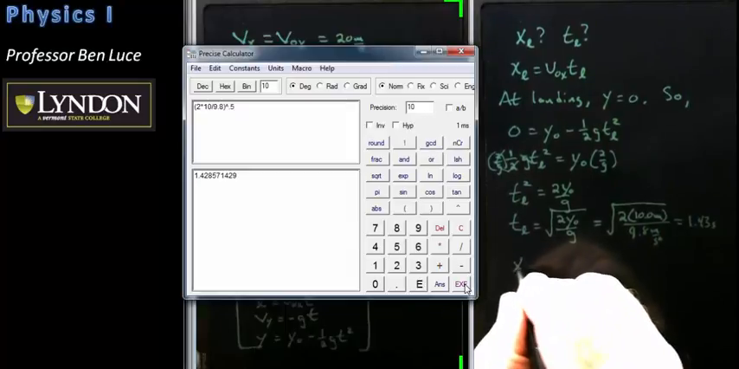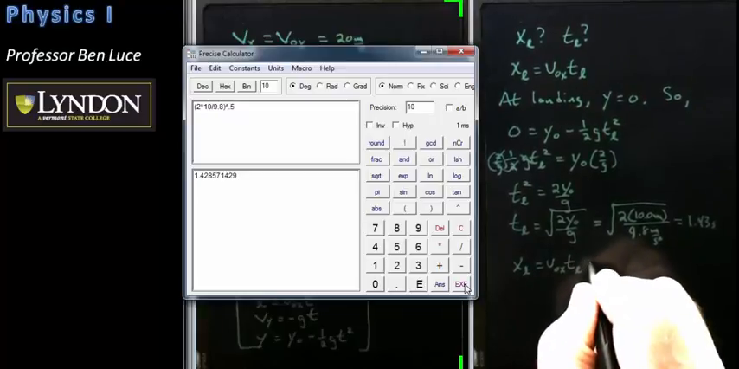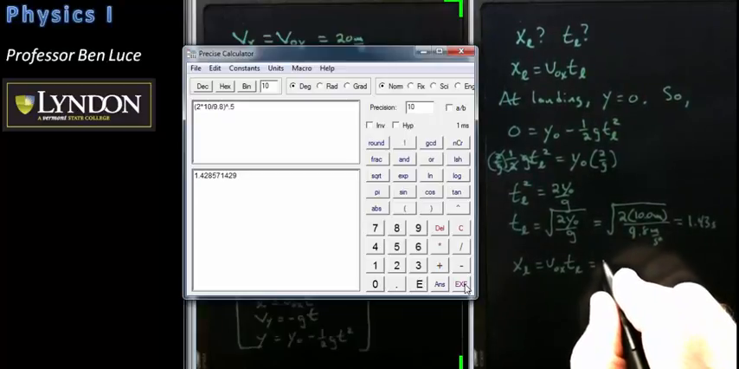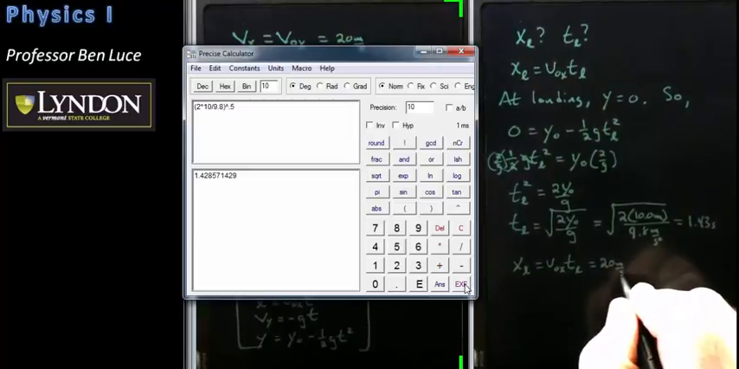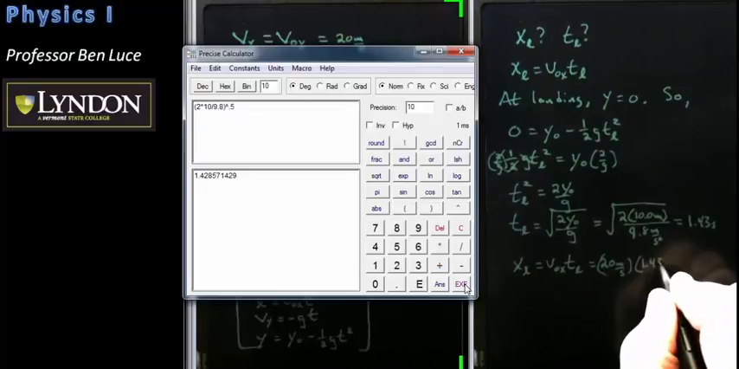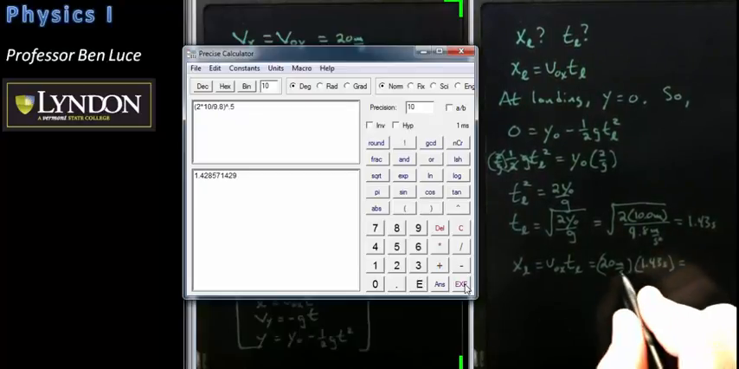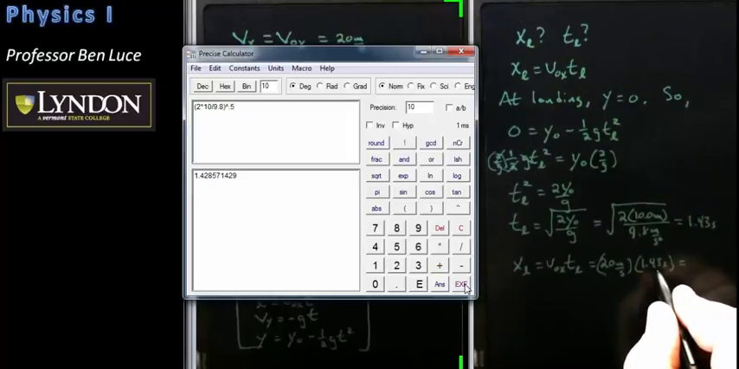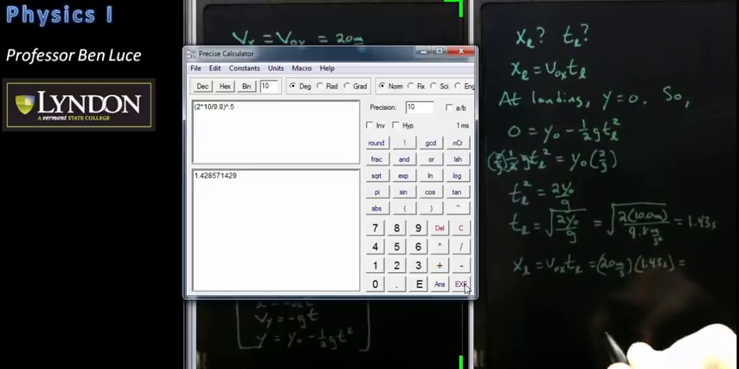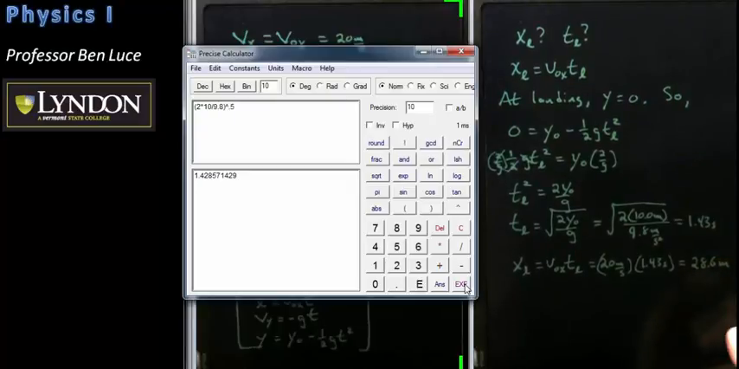Now we can compute the range, XL. V naught x was 20 meters per second, and this occurs for 1.43 seconds. So if we multiplied 1.43 by 10, that would be 14.3, and then by 2 again, so that will be 28.6. And that indeed was the range that the simulation predicted.